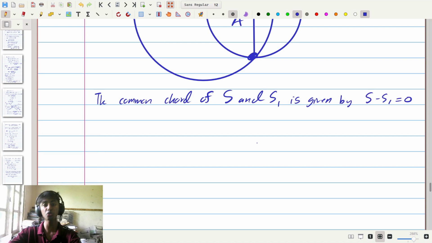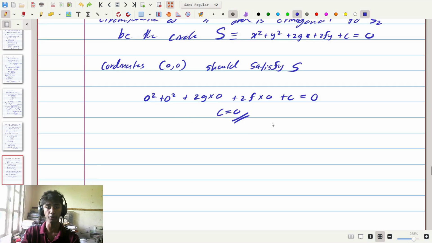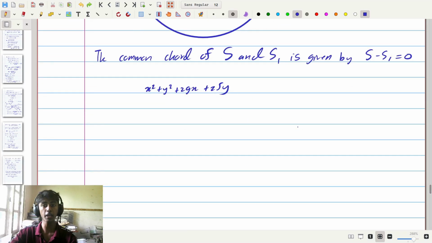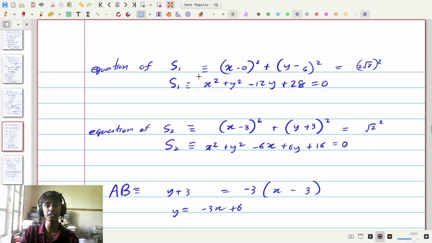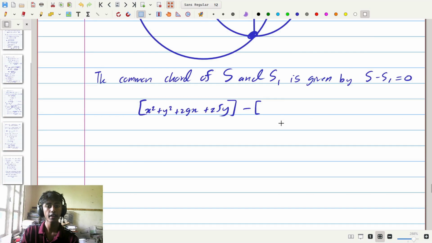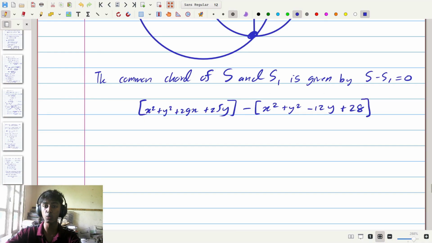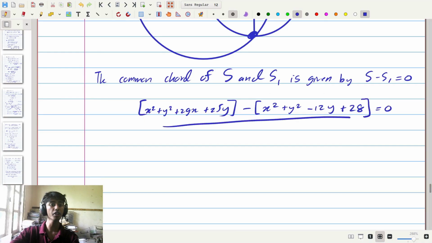Now substituting in these two circles, for S we have x squared plus y squared plus 2gx plus 2fy plus the value of c, which is equal to 0, as we just found. So therefore we have plus 0. Now closing that bracket, if we then consider the second circle, we have minus the second circle S1, which going up is given by this equation right here. So copying that down, we have x squared plus y squared plus 2gx plus 2fy minus x squared plus y squared minus 12y plus 28 equals 0. So this is the equation of the chord that is common to both S and S1.